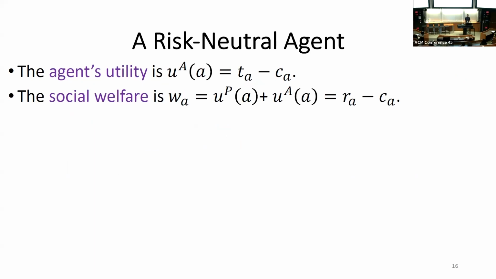Now we distinguish between two types of agents. First, let's talk about the risk neutral agent. So for a risk neutral agent, her utility for an action A is just the difference between the payment of the principal to the agent for this action TA and her cost for this action CA. And we also define the social welfare to be just the sum of the utilities of the principal and the agent for a specific action. So the social welfare of action A would be just the income of the principal for this action A minus the cost of this action to the agent.